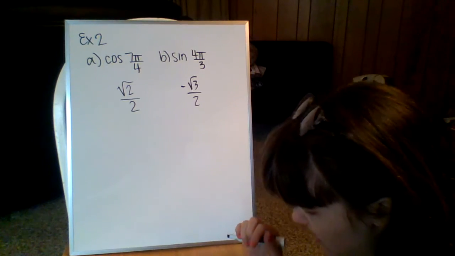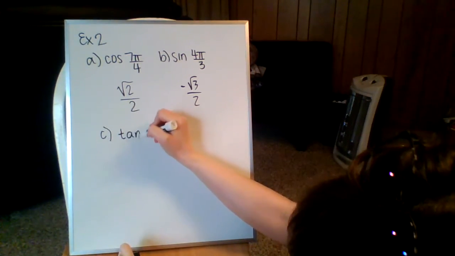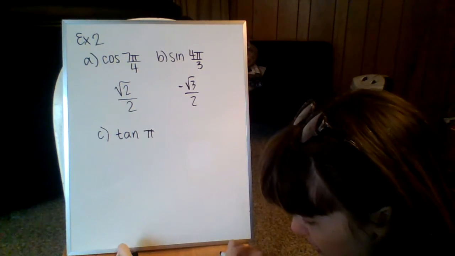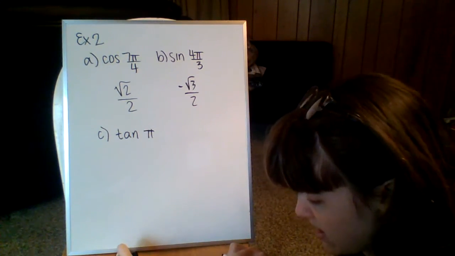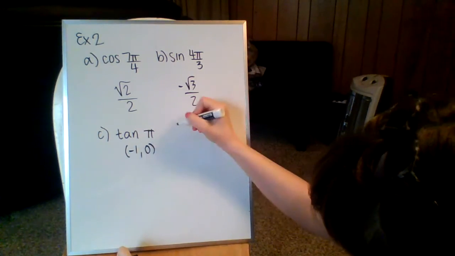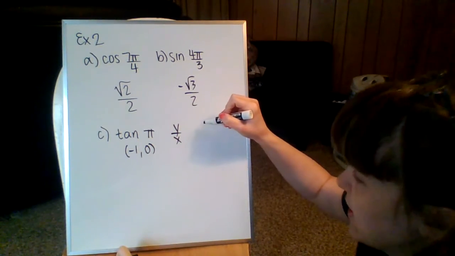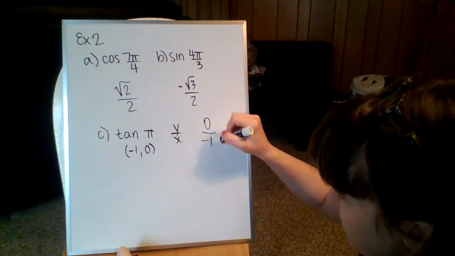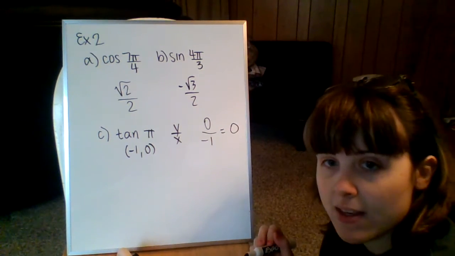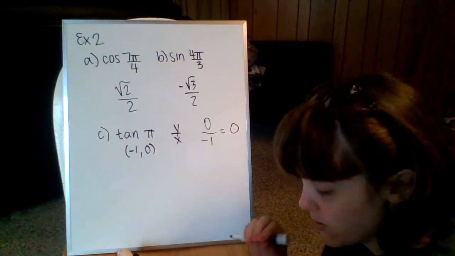Alright, part C says tangent of pi. So let's go back and find pi and figure out what its coordinate is. Pi's coordinate is negative 1, 0, and tangent is y over x. So we're going to have 0 over negative 1, which equals 0. Okay, so hopefully so far you're feeling okay about that. We have 3 more to do.